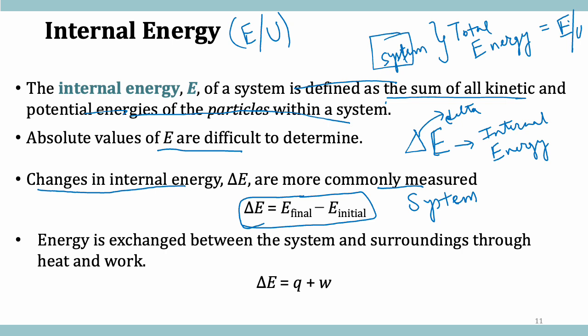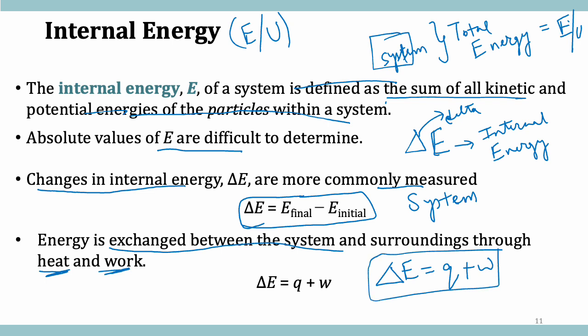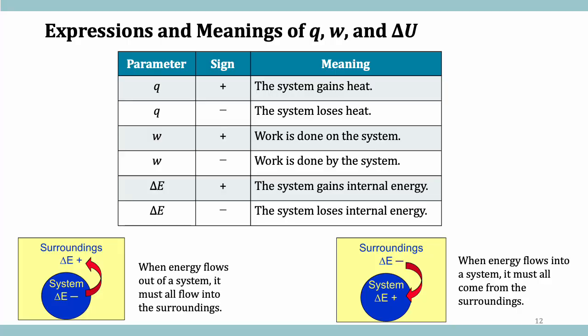Second thing is, remember, energy is always exchanged between the system and surrounding through two things. One is heat, another one is work. So that is why change in energy will always be equal to heat plus work. It's always a sum of heat and work. Only important thing here is we should know the signs of Q and W. Is it positive or is it negative? And here are all the signs.